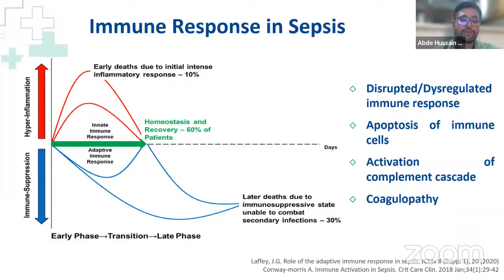In sepsis, the functioning of the adaptive immune response is disrupted and dysregulated, leading to improper defense against an infection. Increased cell death is also present, which leads to the depletion of the immune cells, which can further impair the response to subsequent infections. Now, these inflammatory responses also activate the coagulation cascade.